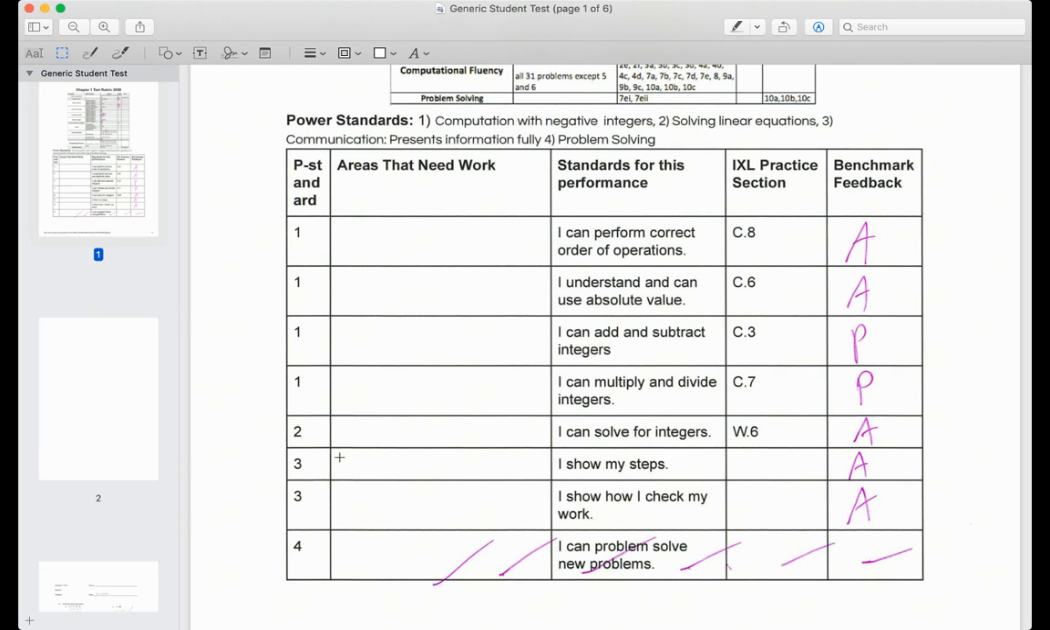This one is a different standard. This one has to do with solving linear equations, and most people did pretty well on that one. The grade for that one is a little bit different, since it is a different standard. Then down here, number 3, I'm showing my steps, and I show how to check my work. These are for communication. The problem solving I didn't assess this year for this particular one.